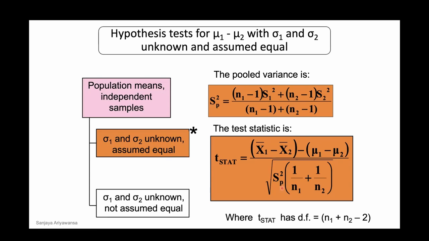Now in this case, you have two samples. Therefore, the degrees of freedom when you're using this t statistic is the sample size of your first sample plus the sample size of your second sample minus 2, because you have two samples, right? That's something important to remember.